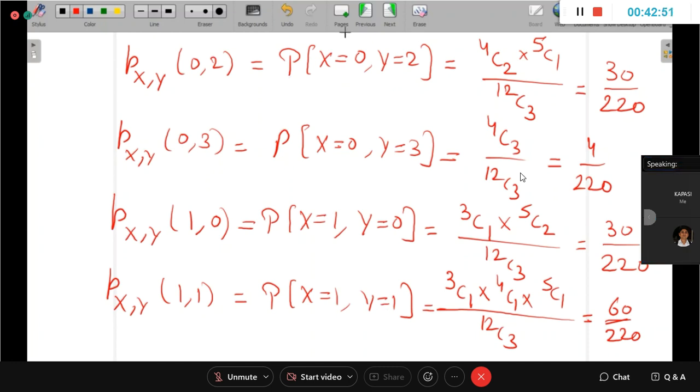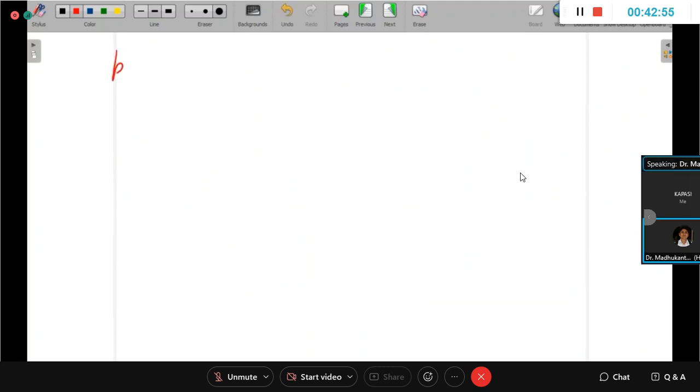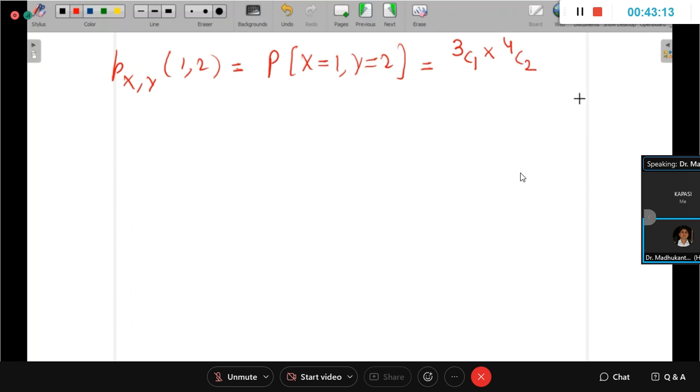Right? Now, let's complete this row. p(x, y) of 1 comma 2. That's going to be probability of x equals 1, y equals 2. So out of new, 1 is coming. Out of used, 2 are coming. So there is no defective battery. So over 12 choose 3, that's going to be 6 into 3 is 18 divided by 220.